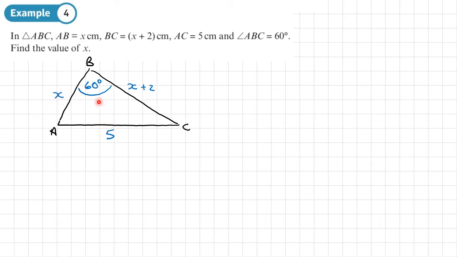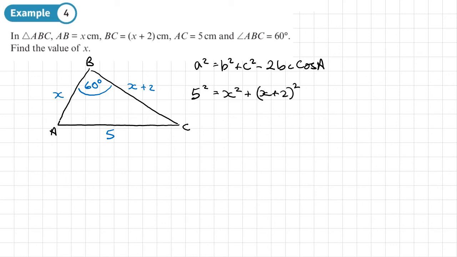Now we've got all 3 sides and we've got the angle. We're going to use A squared equals B squared plus C squared minus 2BC cos A. And these two sides here are going to be B and C because they're next to the angle that we know, which we'll call angle A. And this side here, the 5, is going to be A. So I'll have A squared, which is 5 squared, equals B squared, so let's call B x, plus C squared, so that's going to be x plus 2, we'll call that C squared, then minus 2 times B, which is x, times C, which is x plus 2, times the cosine of 60 degrees.